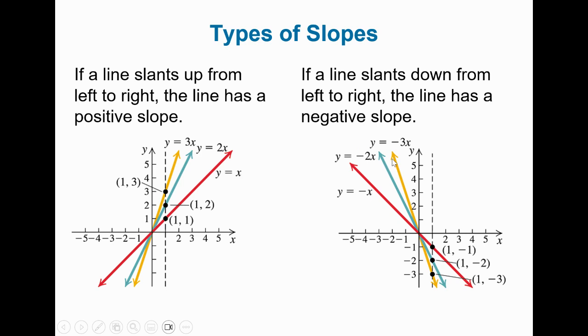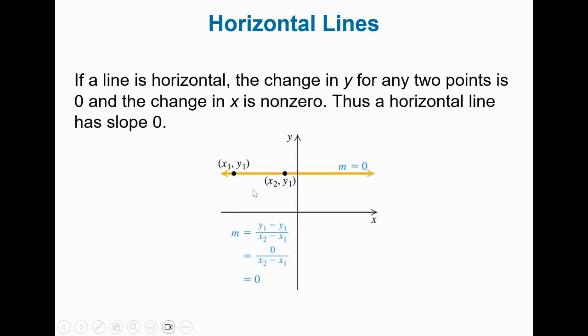And likewise, if you have a negative slope, the line slants downhill from left to right. The bigger the negative number, the steeper the slope. Notice this yellow one here, negative 3. It's a steeper slope than, let's say, this red line whose slope is negative 1. Negative slopes: the line slants downhill, left to right. Positive slopes: uphill.